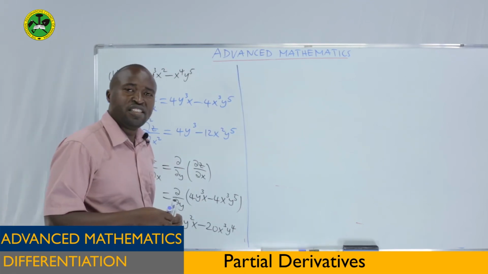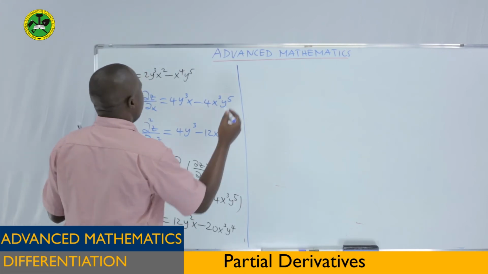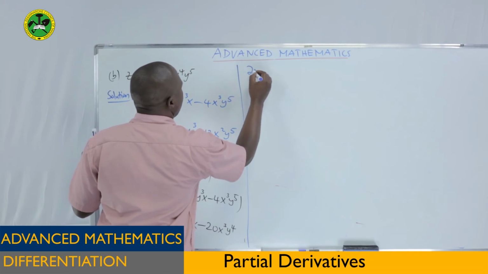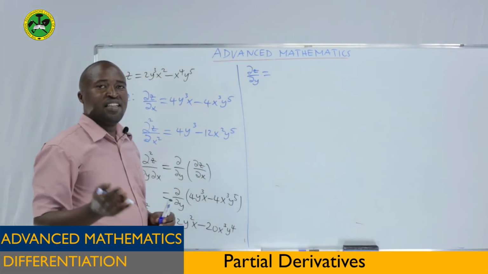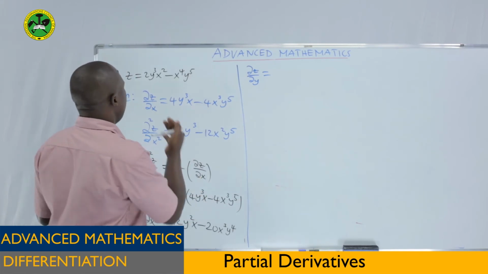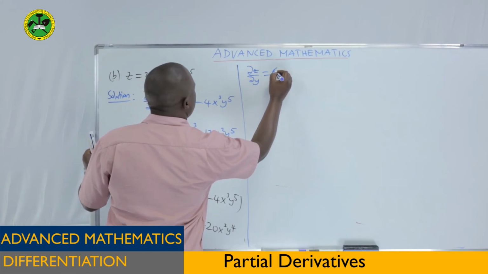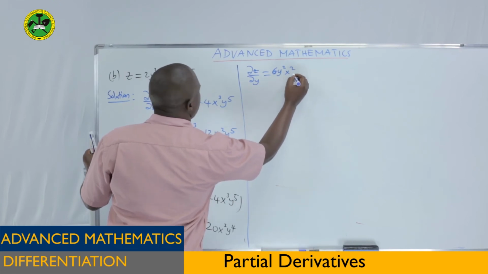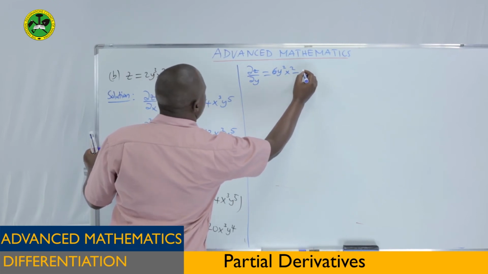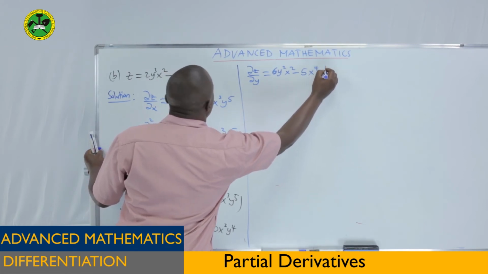So dear student, we continue with another first order partial derivative. This time we have partial derivative of z with respect to y. This implies that x is constant. So we have, that is 6y squared x squared, then minus we have 5x power 4 y power 4.